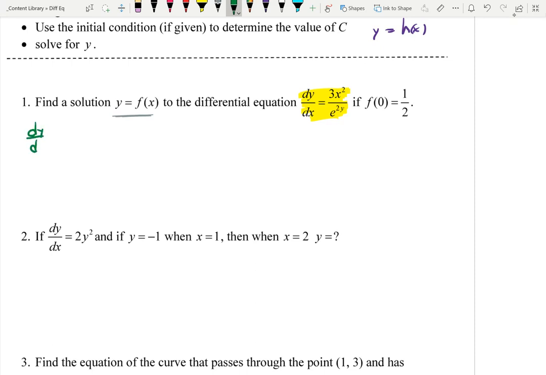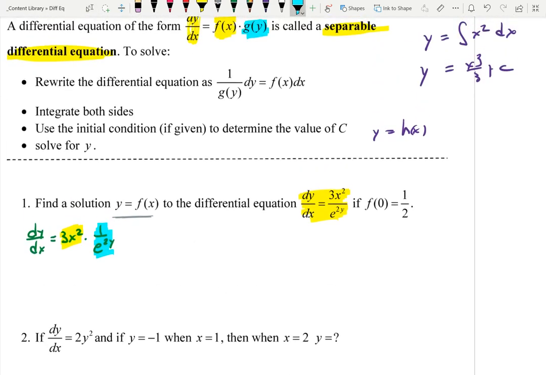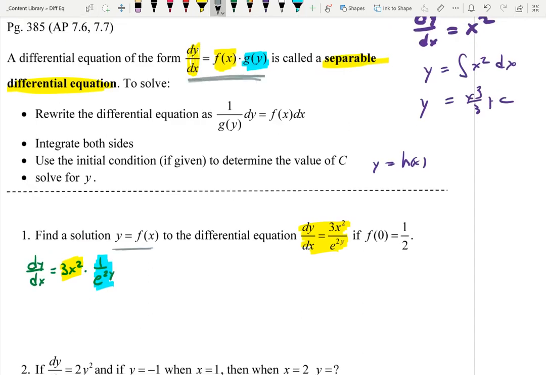Note that I can express this as 3x squared times 1 over e to the 2y. This first term is only a function of x, and it is being multiplied by a second term that is only a function of y. So it satisfies what you see right up here. So that's how I know it's separable.